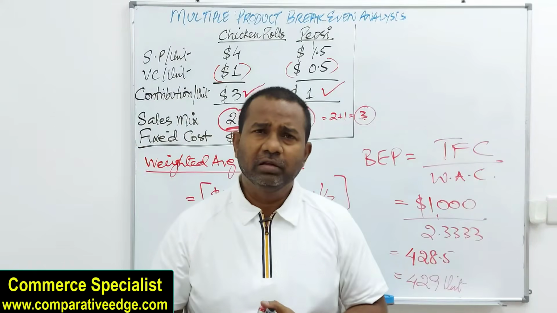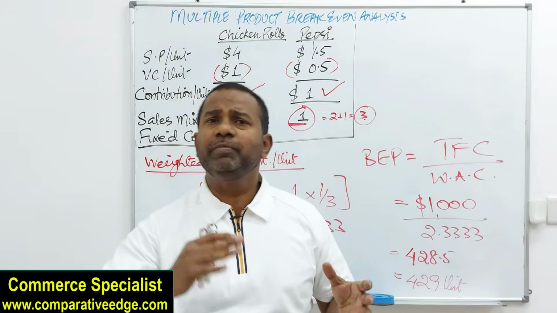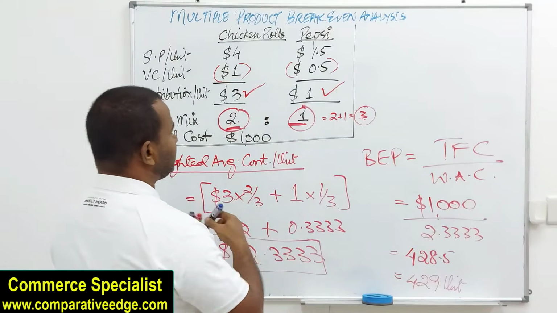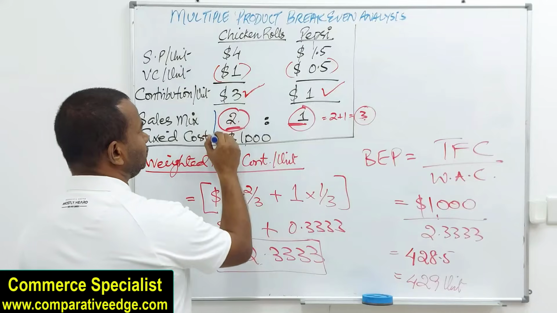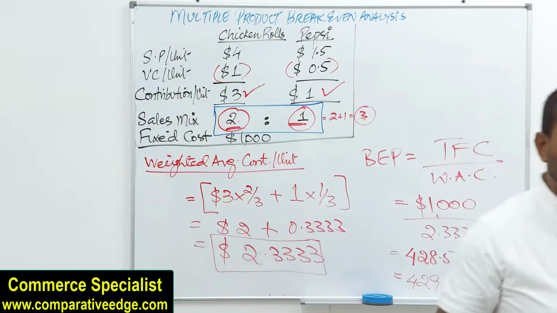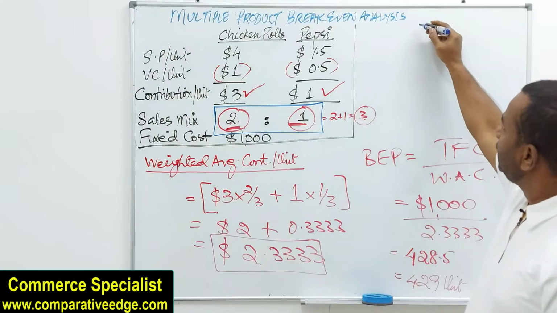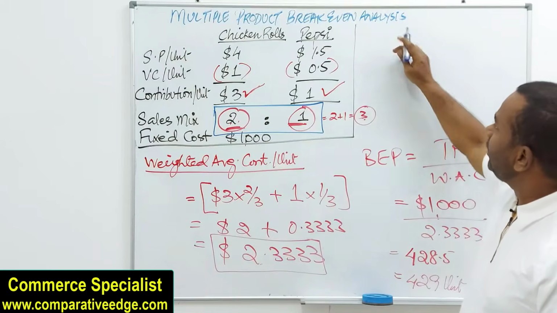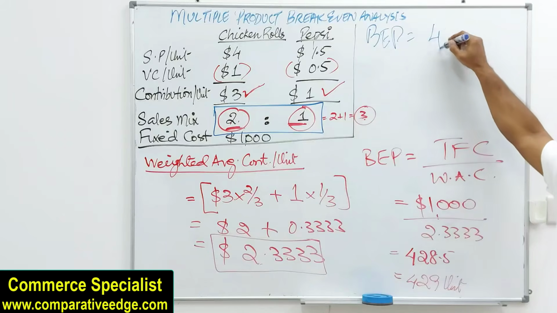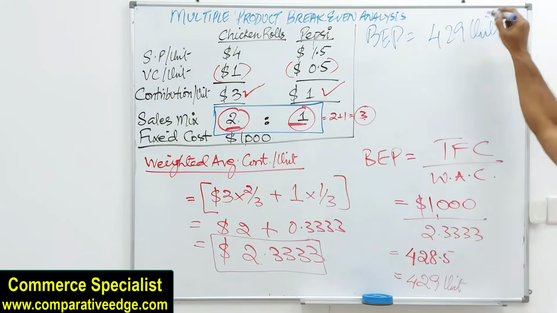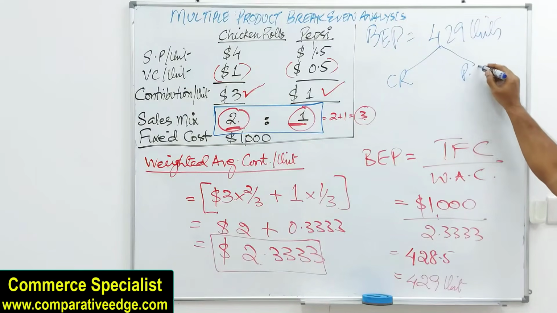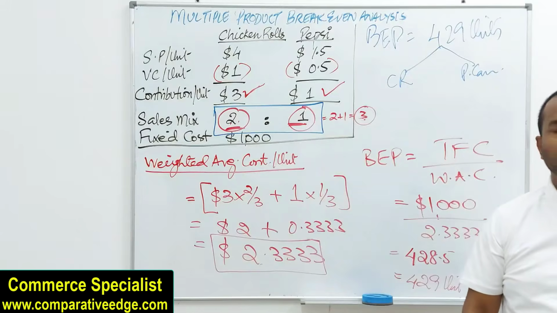Now you will be thinking, how many chicken rolls, how many Pepsi cans? So we can calculate the split as per this ratio. So if you look at the split, I'm doing it here. Now the question is, yes, we are breaking even. The break-even point we calculated is 429 units. So how many chicken rolls and how many Pepsi cans? Look at the ratio.